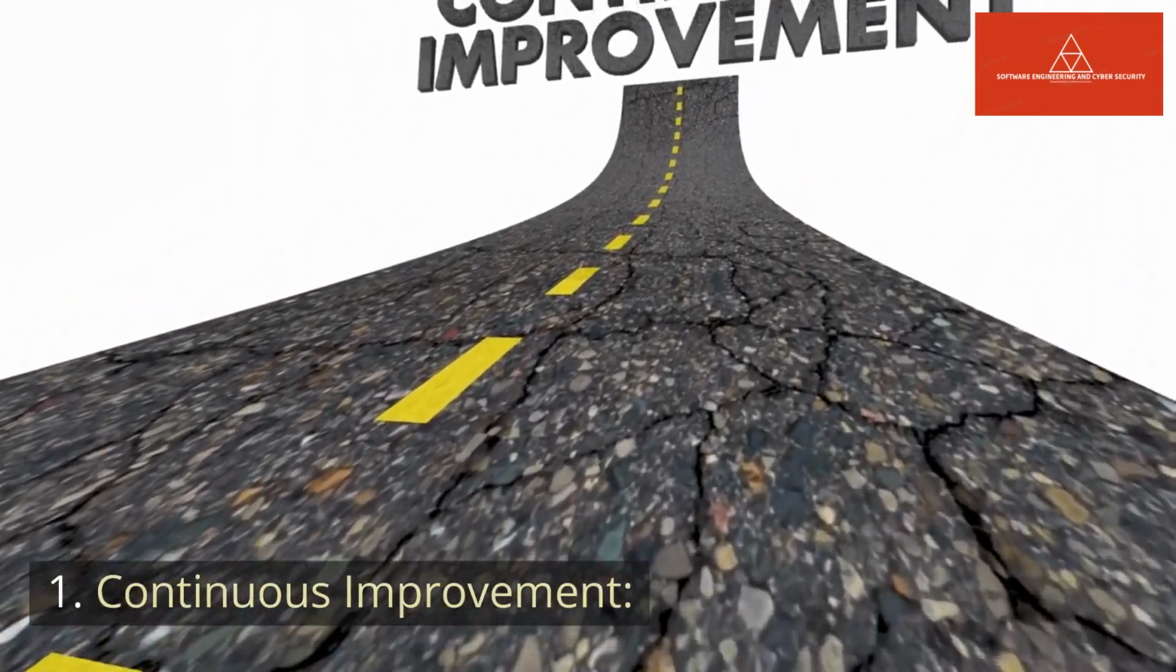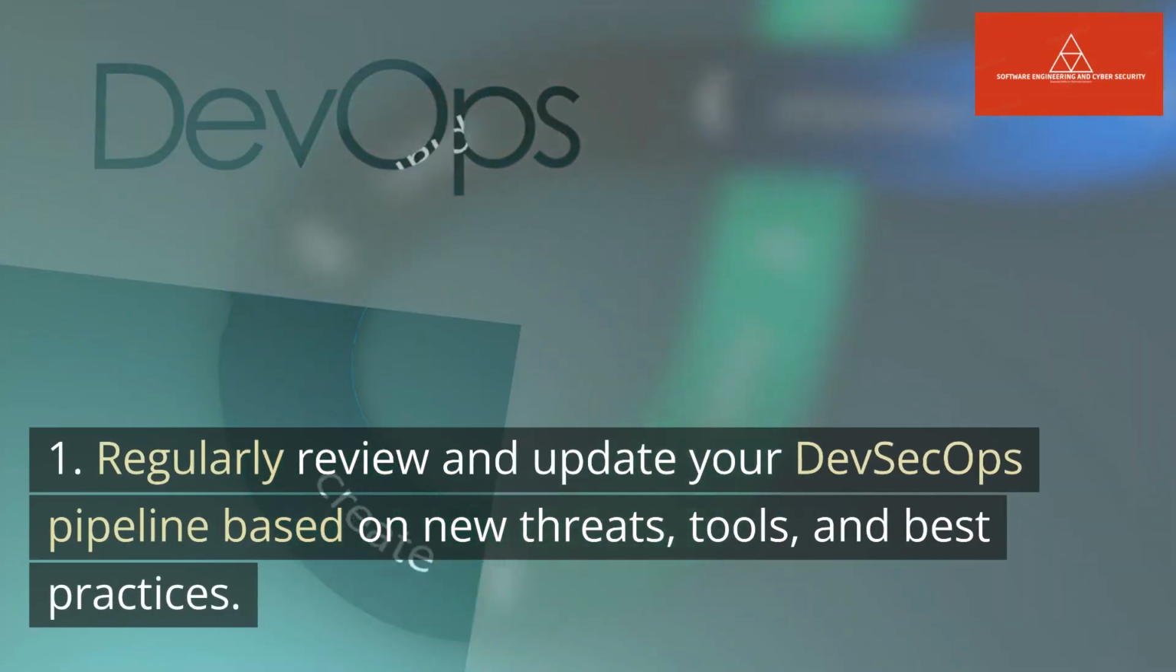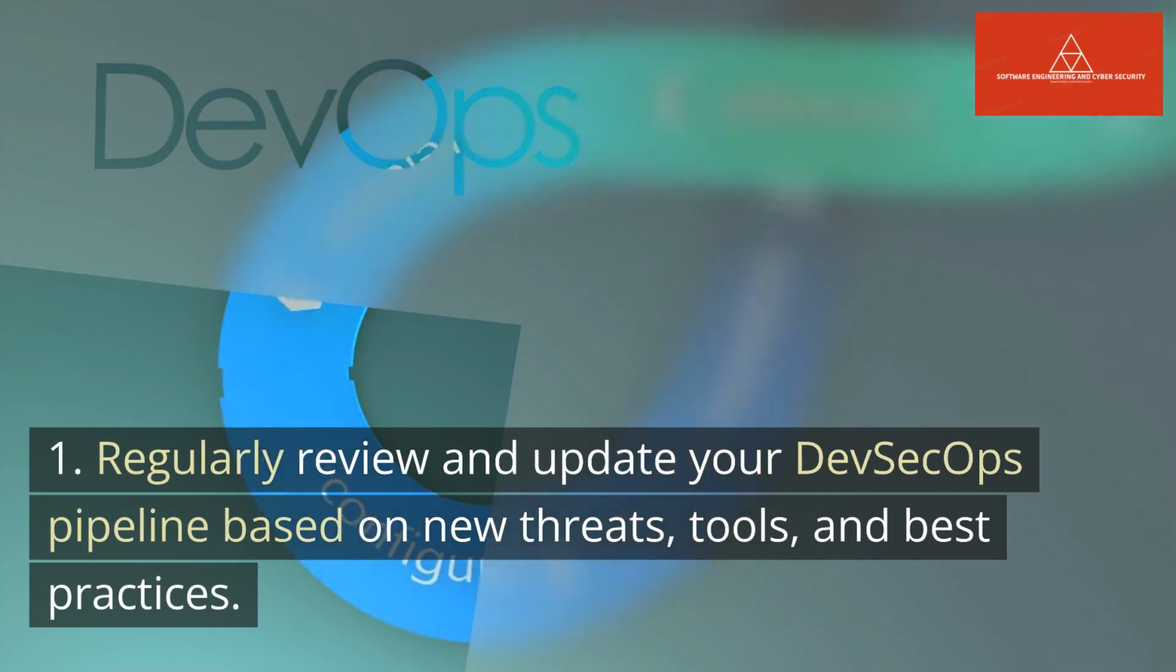Continuous improvement. 1. Regularly review and update your DevSecOps pipeline based on new threats, tools, and best practices.